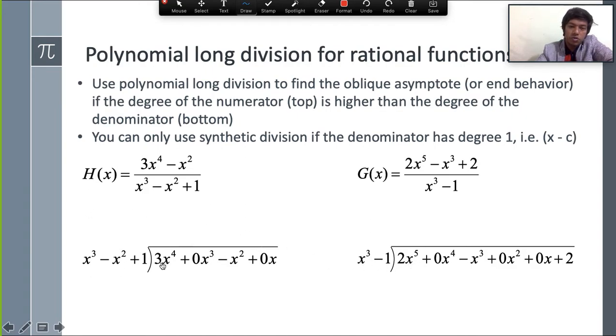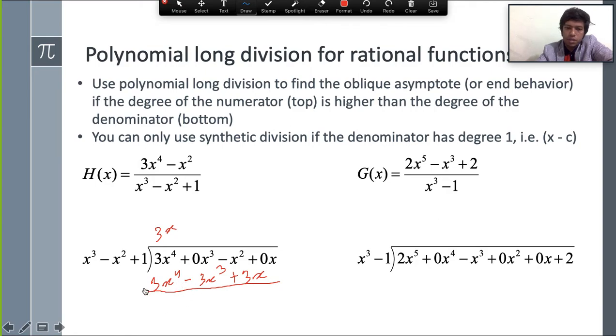So this is x cube, this is 3x to the power 4. What do we need here to get 3x to the power 4? We need 3x, right? Then you multiply this and this. The method is the same. So it will be 3x to the power 4, because you already have x cube here. Then you multiply this and this, you get minus 3x cube. Then you multiply this and this, 3x times 1, so it becomes plus 3x.